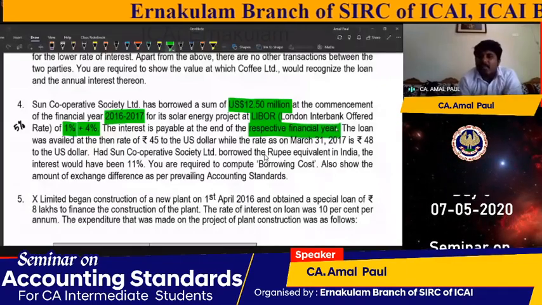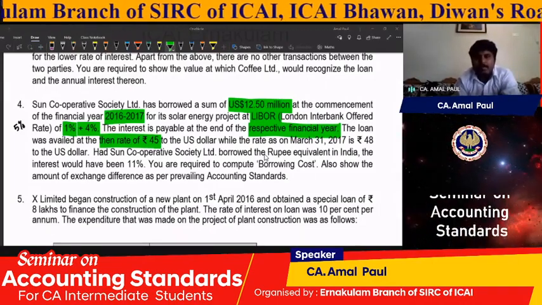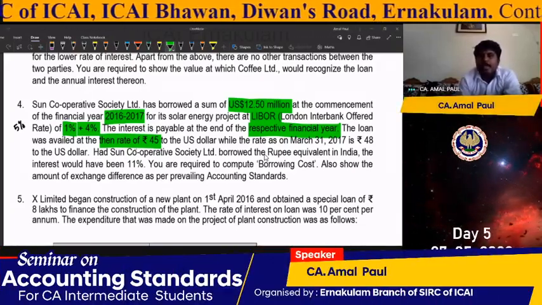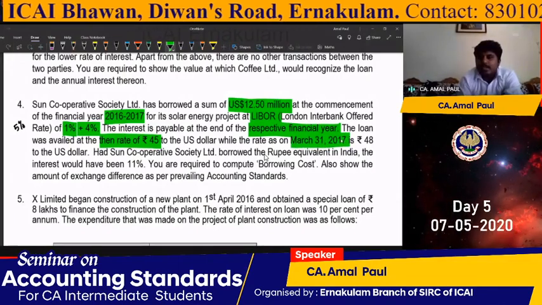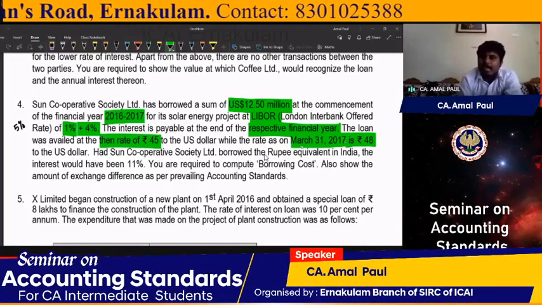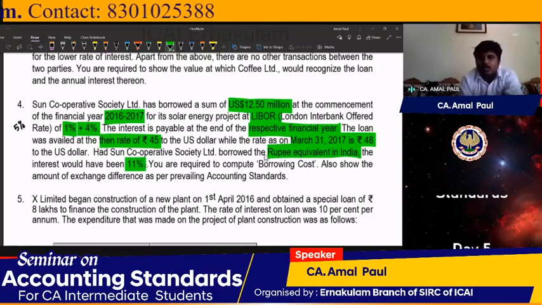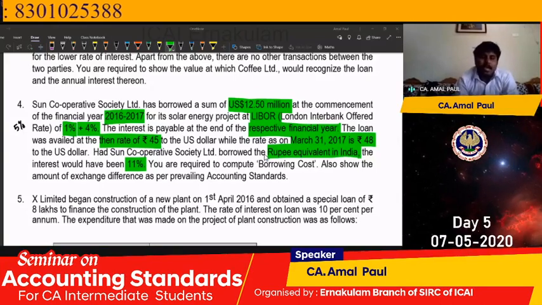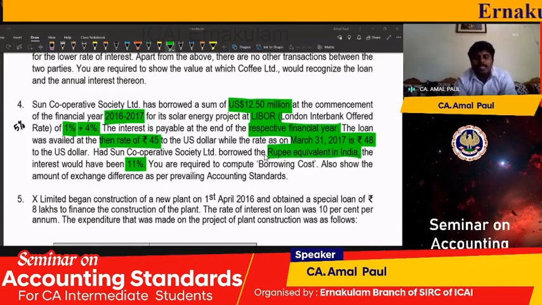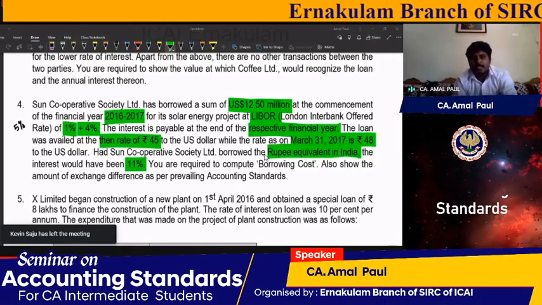The loan was availed at the rate of 45. When this borrowing was taken, the exchange rate was rupees 45 per US dollar, and at year end, the exchange rate is rupees 48 per US dollar. Had they borrowed rupee equivalent in India, the interest would have been 11%. Since they borrowed in US dollar, their interest rate is only 5%. This is the situation now.